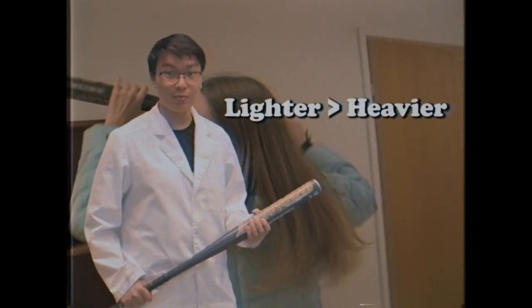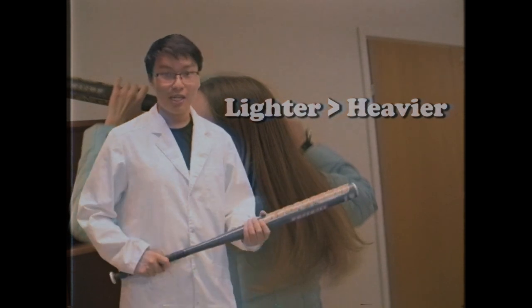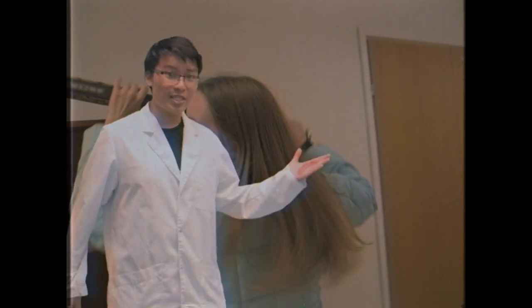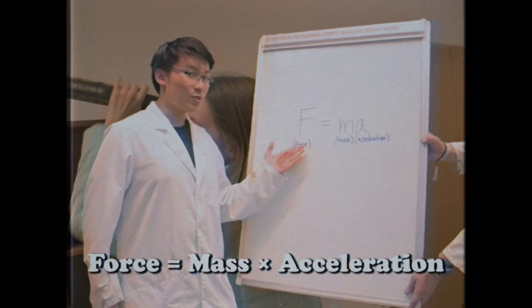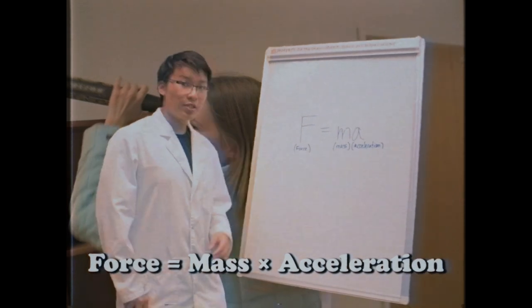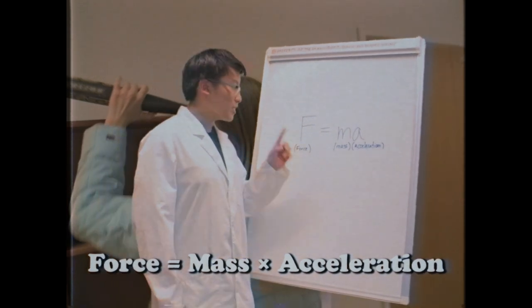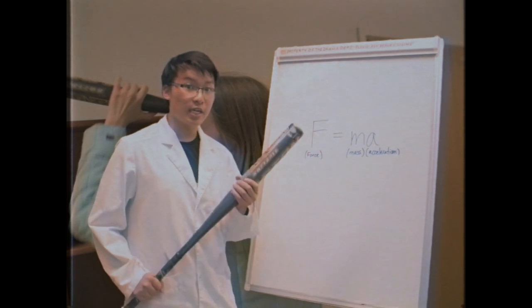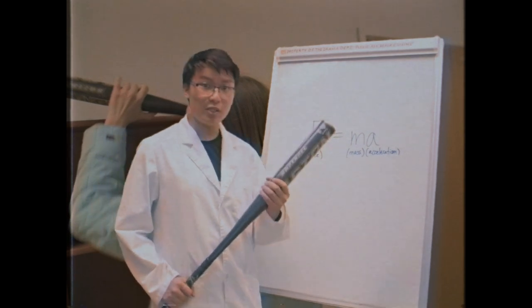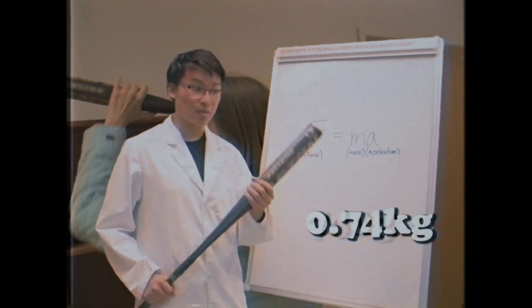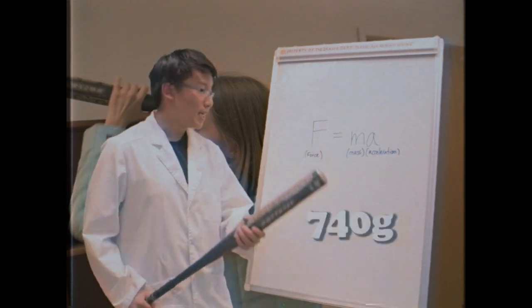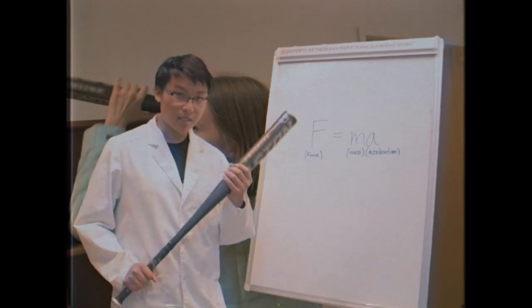As a way to combat zombies, lighter objects are much better than heavier objects, so Sophie made the right choice here. Well, why is this? According to Newton's second law, force equals mass times acceleration. Increasing any of these factors will result in a higher force. For instance, we can get a higher force with this bat, because this bat only weighs 0.74 kilograms, or 740 grams. And we can swing it at a fast rate because of its low mass.